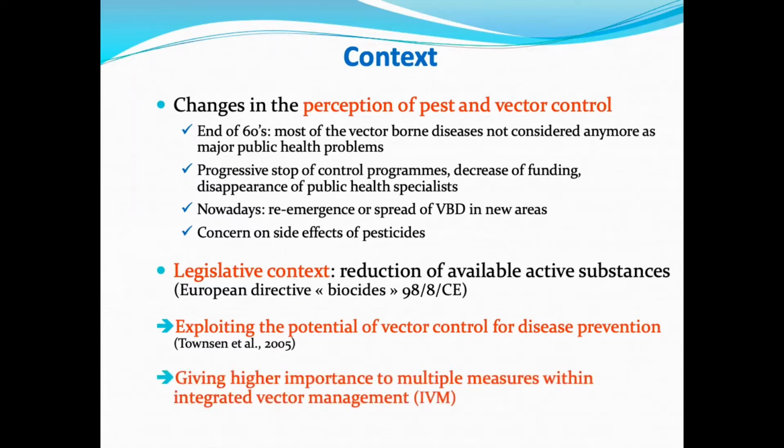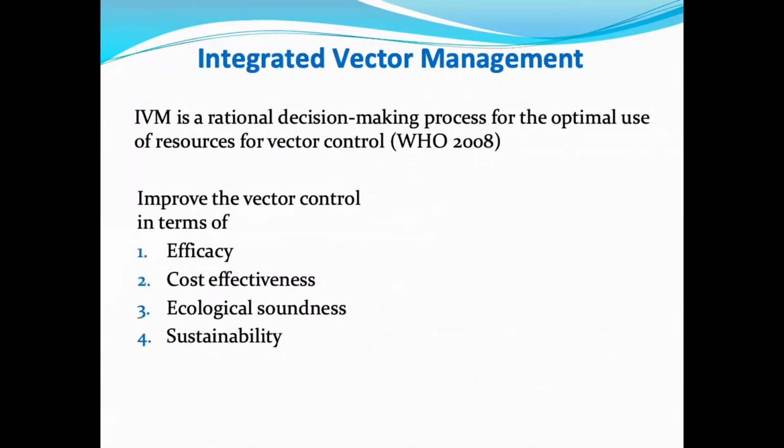And this by giving more importance to multiple measures with an integrated vector management. So what is integrated vector management? It's a rational decision-making process for the optimal use of the resources for vector control. That's the definition from WHO. That means you have to consider the efficacy of the methods you are using, the cost effectiveness, the ecological soundness, which is more and more important now, and the sustainability. So what can you do for the long term, efforts that you can maintain for several years?